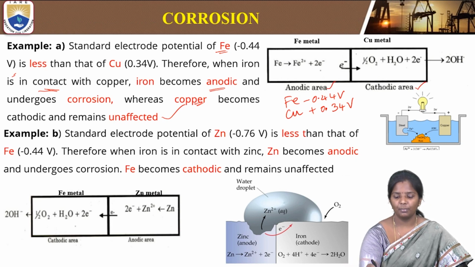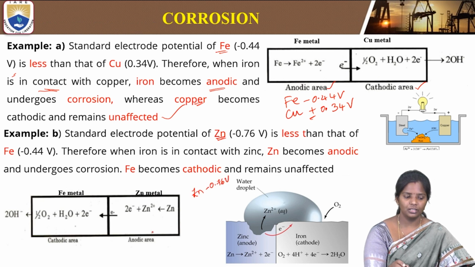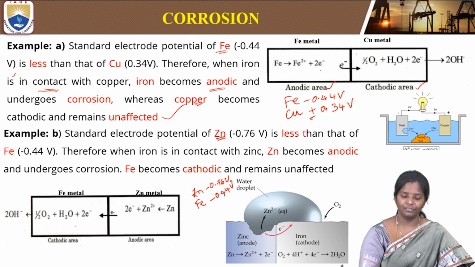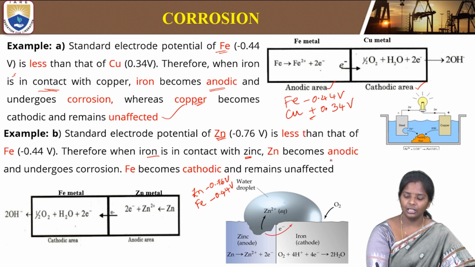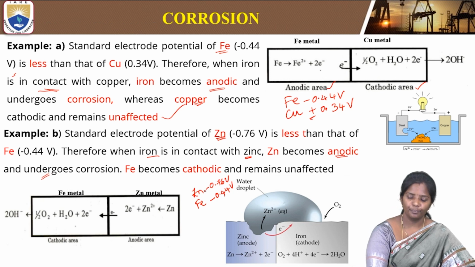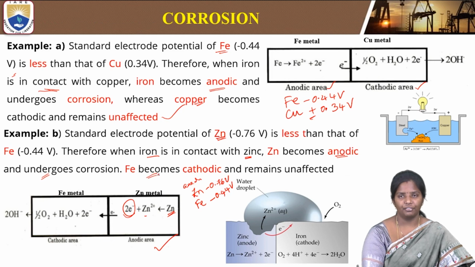The other example is when both electrode potentials are negative. Zinc is minus 0.76 volt, and iron is minus 0.44 volt. So when iron is in contact with zinc, zinc becomes anodic and undergoes corrosion. The higher negative is always less, so zinc becomes the anode. Zn gives rise to Zn2+ and these two electrons. Oxidation is taking place at the anode and corrosion occurs, and at the cathode, the iron is unaffected.